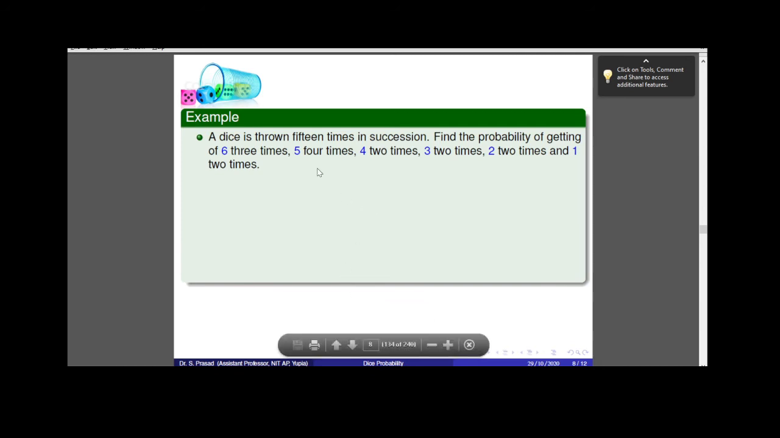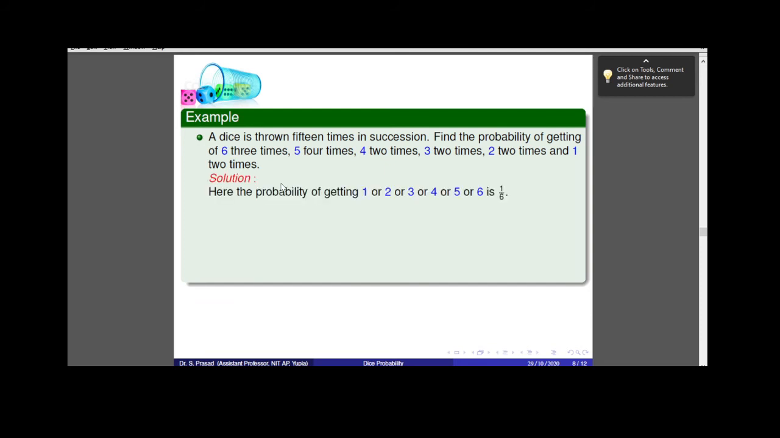A dice is thrown 15 times in succession. Find the probability of getting 6 three times, 5 four times, 4 two times, 3 two times, 2 two times, and 1 two times. And now we go for the solution. Here the probability of getting 1 or 2 or 3 or 4 or 5 or 6 is 1 by 6. And now, what is the complex event?